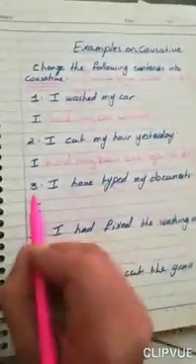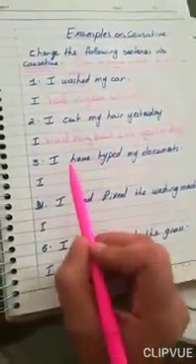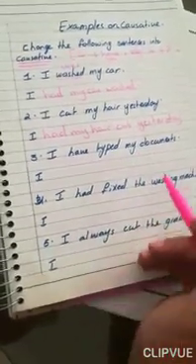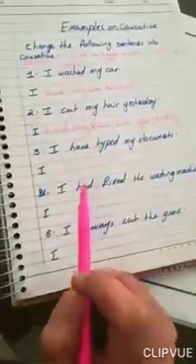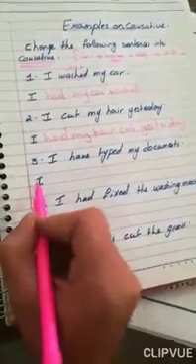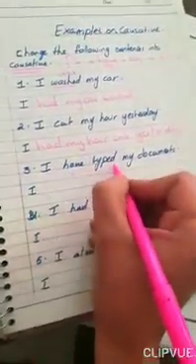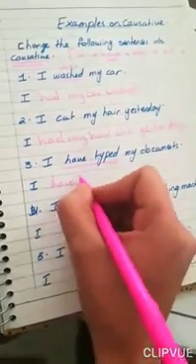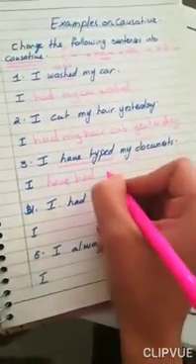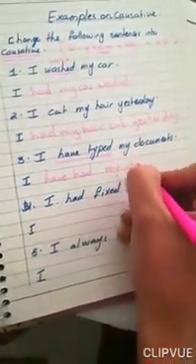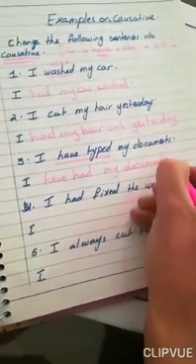Okay. Moving to exercise number 3. I have typed my documents. When you want to change it into causative, it means you're not the person who did this action. So I have typed here, then I'm going to use have. This is present perfect, so the first one is have, and I want the third form of have, had. I have had. The object is my documents, then typed.